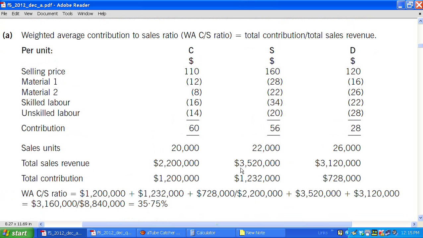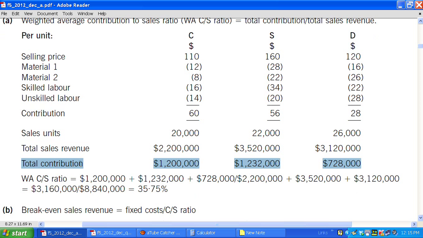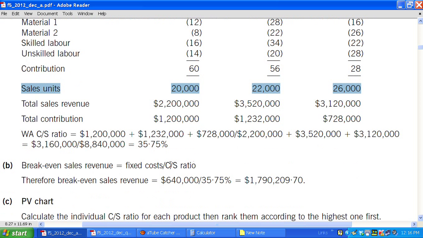So just to wrap it up, let's look at the examiner's solution. You can see how she has laid out a solution, which is exactly what we've been doing. Find the unit contribution first, then the weight you're using, sales units. If you multiply the sales unit by the price, you get the total sales revenue, and the total contribution is the product of the contribution times the sales units.